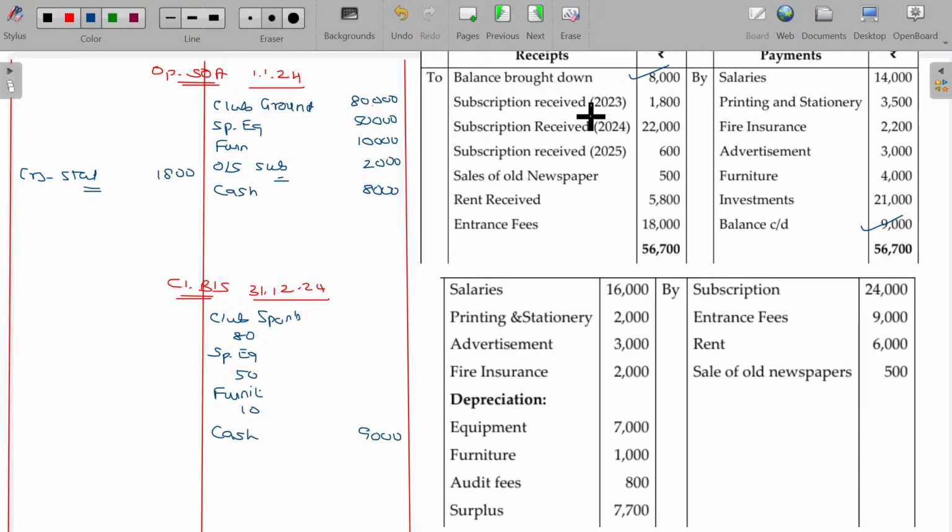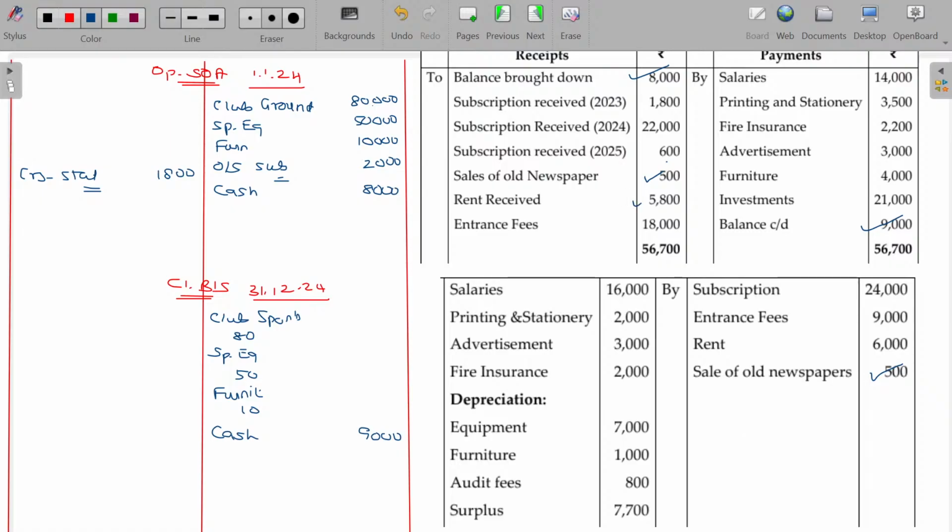Subscription received 1,800. Subscription received for that year 22,000. Subscription for the next year received being 600. I'll keep that subscription pending to be solved later. So let me finish up the rest first of all. Sales of old newspaper 500. Amount received will be your income, so transfer to the income and expenditure. It will not come in the balance sheet.